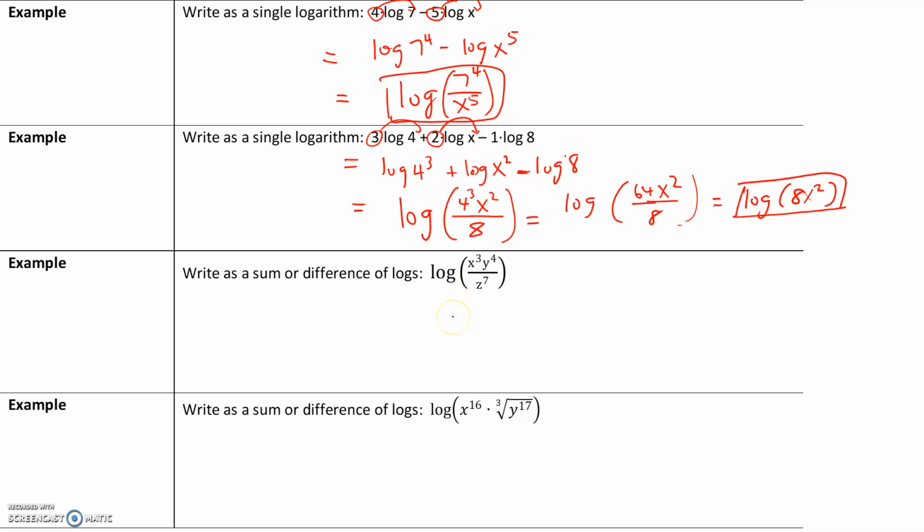Next example, we're going to expand this. We're going to write that as a sum or difference of logarithms. So we have log of x cubed plus log of y to the 4th. Anything on the numerator is going to have a positive sign. The z to the 7th is on the denominator, therefore that'll have a negative sign. And all the exponents that come to the front become coefficients. So we have 3 log of x plus 4 log of y minus 7 log of z.